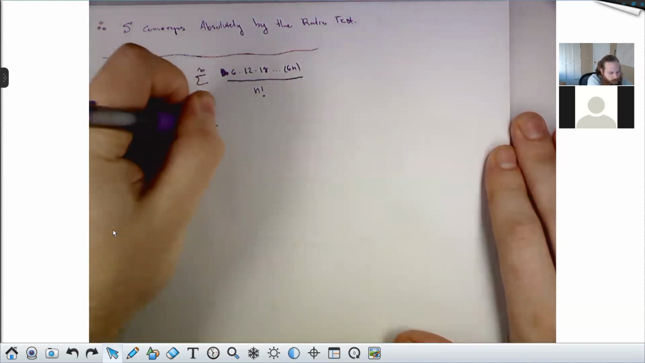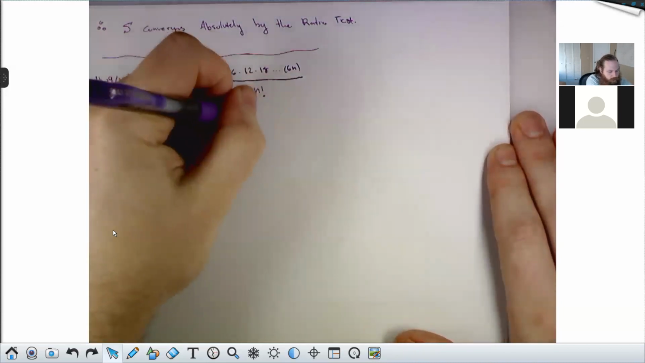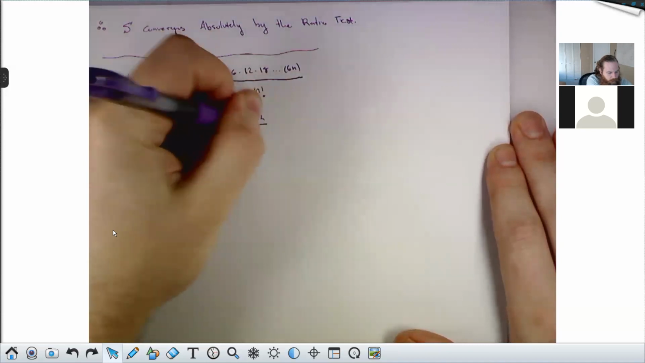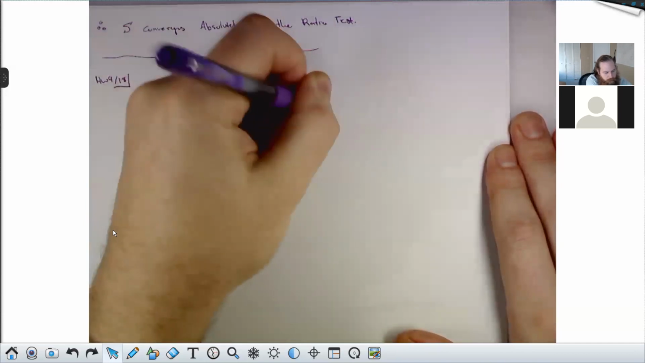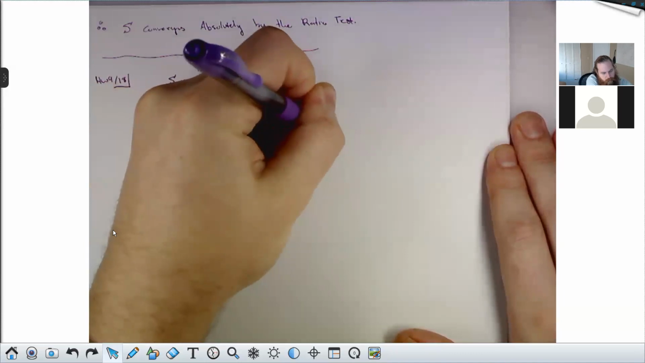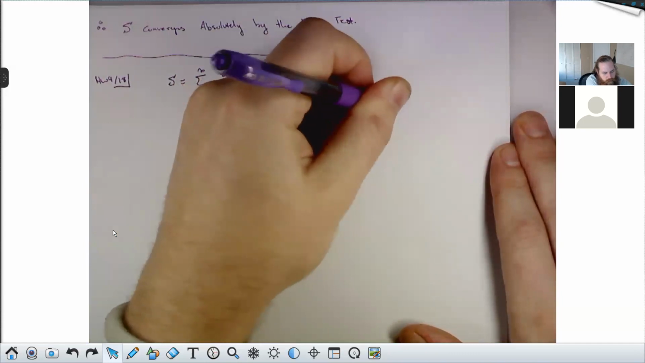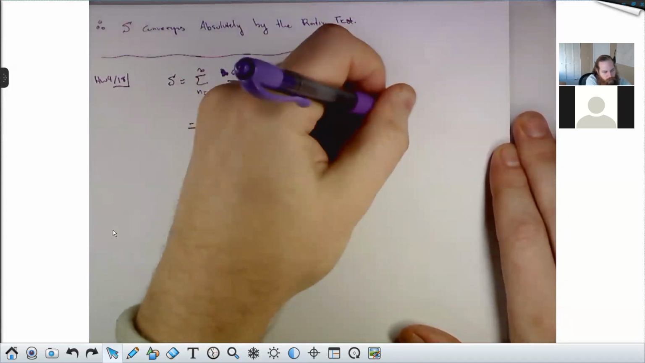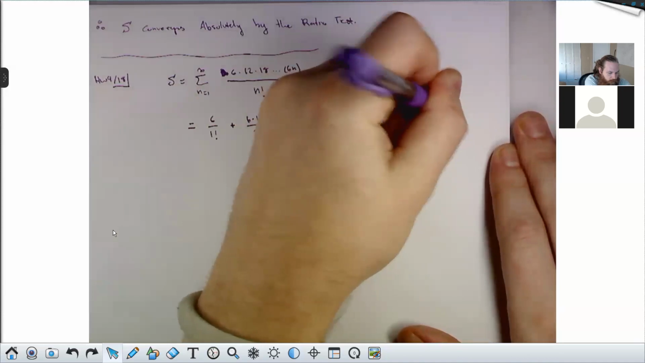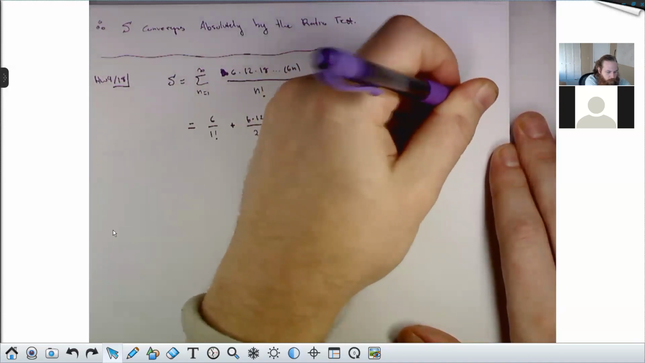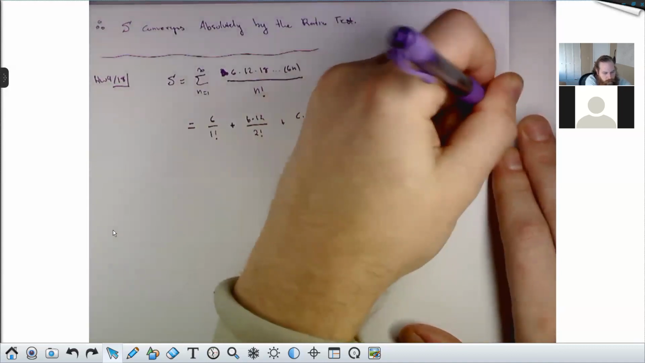So this is 6 over 1 factorial plus, if n is equal to 2, that's 6 times 12 over 2 factorial plus, if n is equal to 3, it's 6 times 12 times 18 over 3 factorial plus, if n is equal to 4, then it's 6 times 12 times 18 times 24 over 4 factorial plus, if n is equal to 5, then it would be 6 times 12 times 18 times 24 times 30 over 5 factorial, and so on.